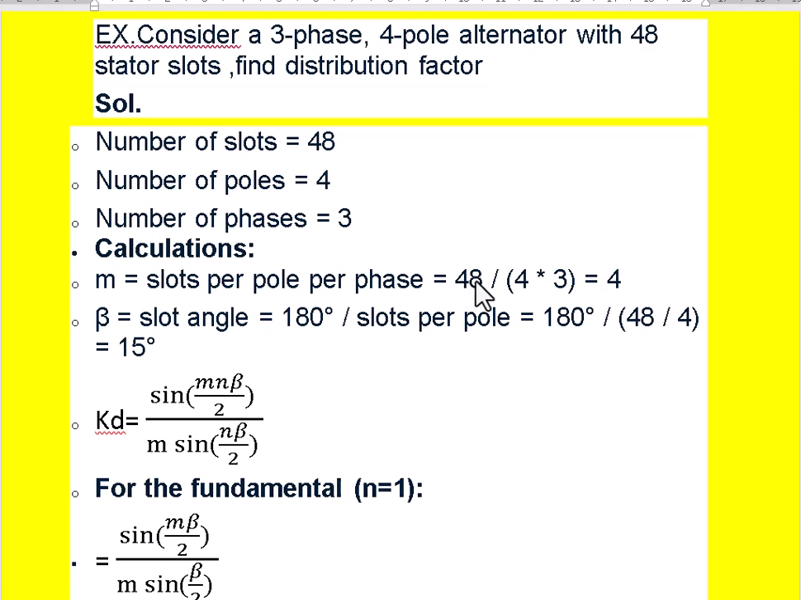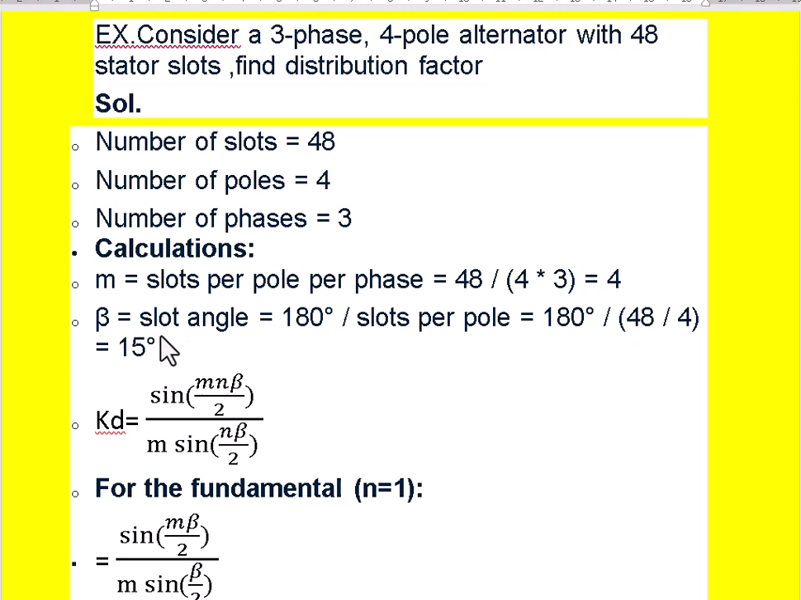harmonic number. First let us calculate m, that is slots per pole per phase, which is 48 divided by 4 poles and 3 phases, which gives 4. And then beta is the slot angle, that is 180 degrees divided by the number of slots per pole. We know the number of slots per pole is 48 by 4, and 180 divided by 48 by 4 gives 15 degrees.